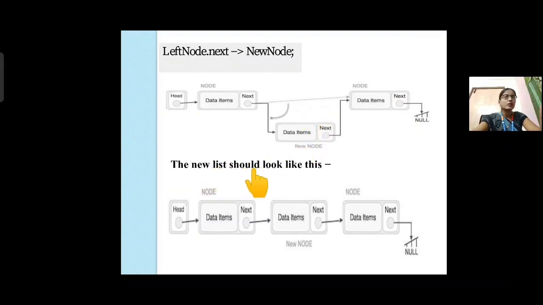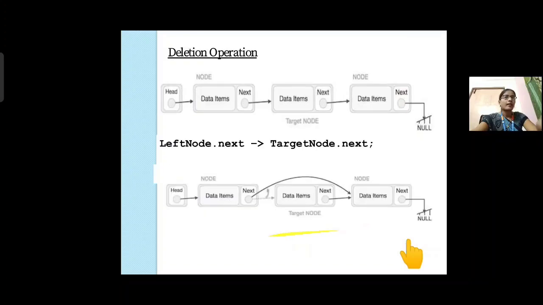The new list should look like this. This is the result. Head, node, new node and another node. These nodes are connected in sequential order using single link and the stopping point is null. So this is the single linked list insertion operation. Next, deletion operation. Deletion means delete the node.